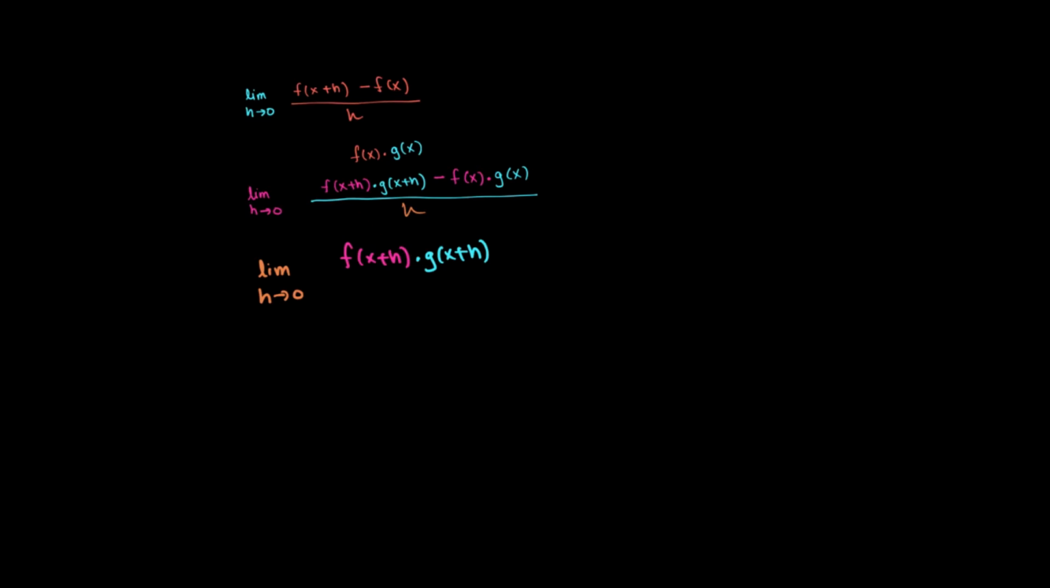So I will be keeping some space over here, and I'm going to write minus f of x times g of x. So this whole part, f of x times g of x minus f of x times g of x, is exactly this whole thing. And then we have to divide by h, right? So we have to divide the whole expression by h.